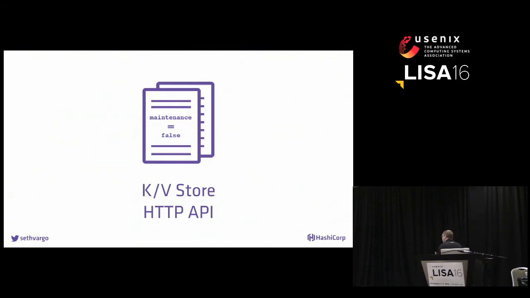So the last component of Consul, and it somewhat feels out of left field until you really think about it, is this key value store. We have service discovery, and integrating service discovery with health checking kind of makes sense, but then all of a sudden, we have basically distributed Redis packed up inside of this thing. So where does that come from, and why is it useful?